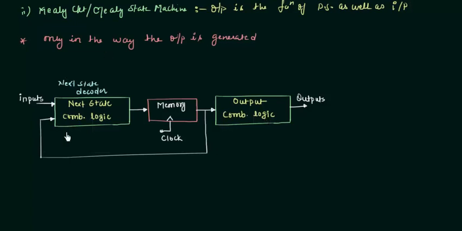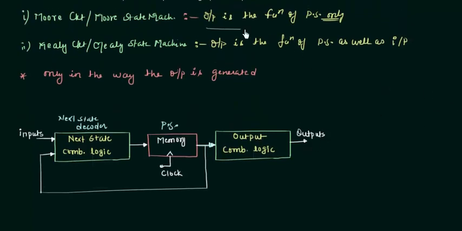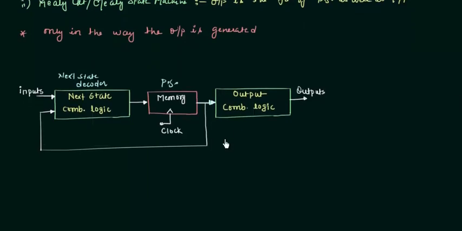And here you can clearly see that the output is only the function of this present state. This is my present state. The present state is stored in this memory, and the output is only determined by the value of this present state. There is no impact of the input directly on the output. The input is not given to this combinational logic, so the output is a function of only the present state, and that's what we have written here. The output is the function of only present state. So this shows the Moore model of the sequential circuit.